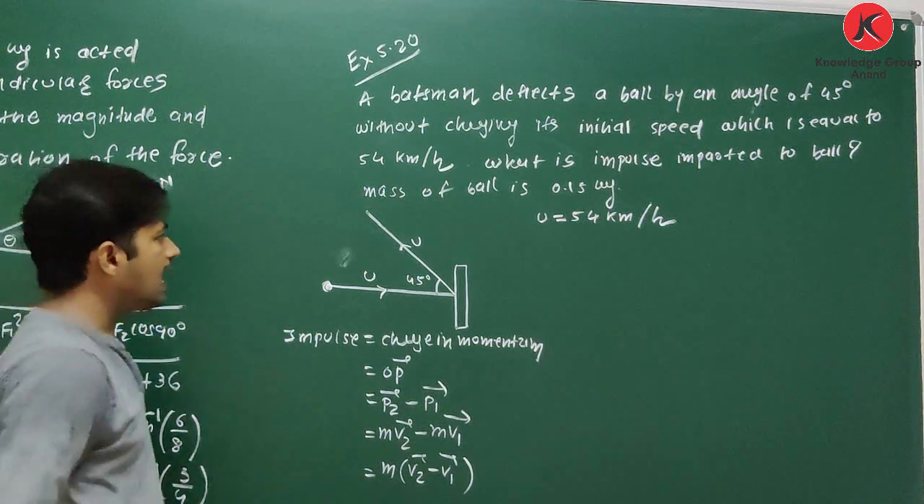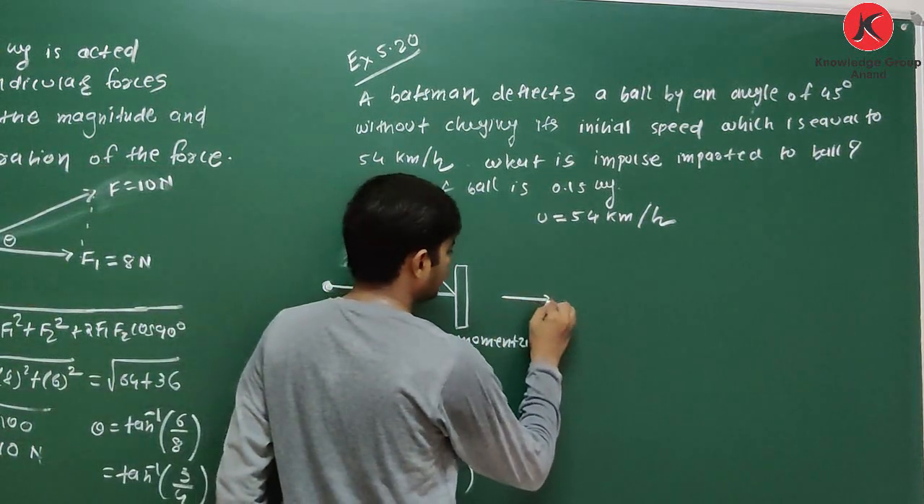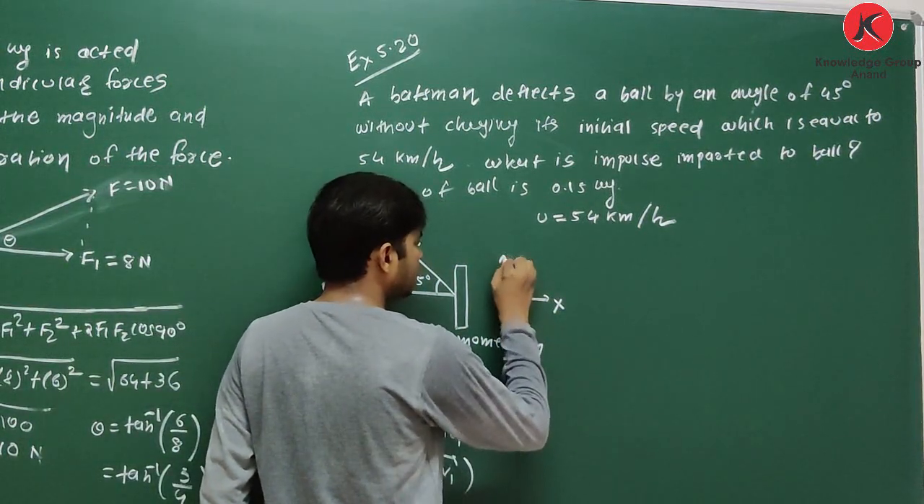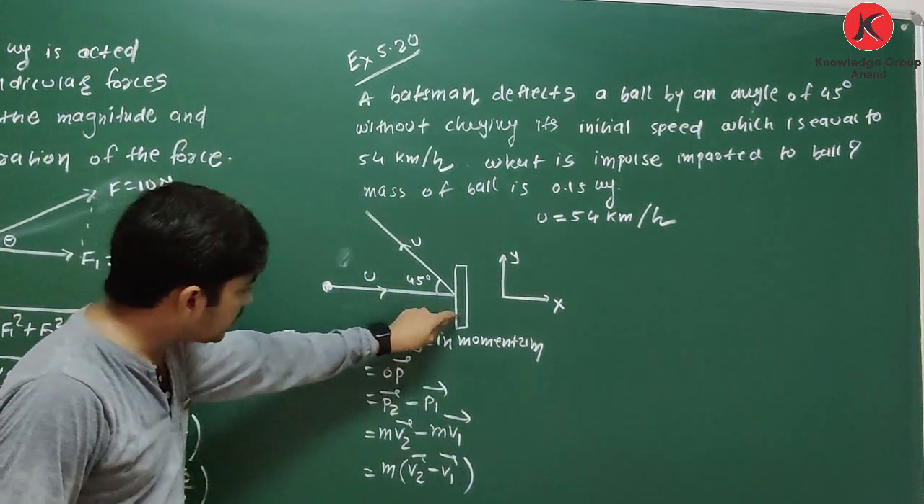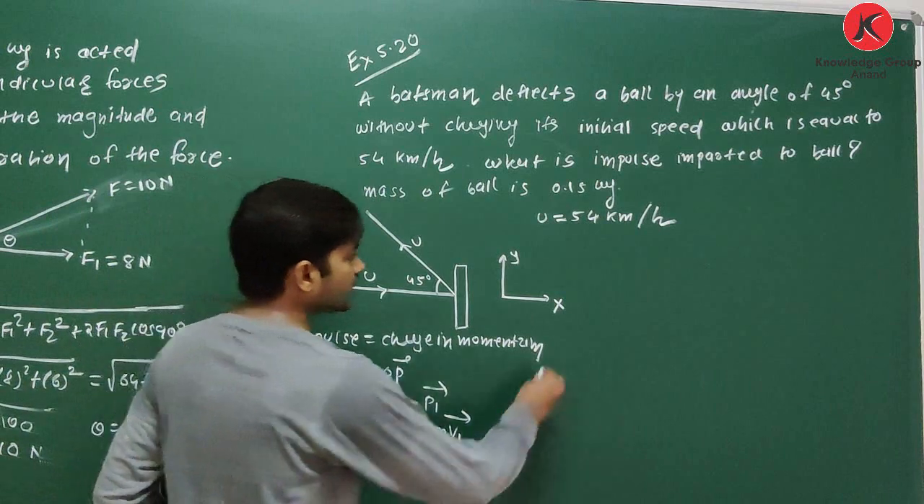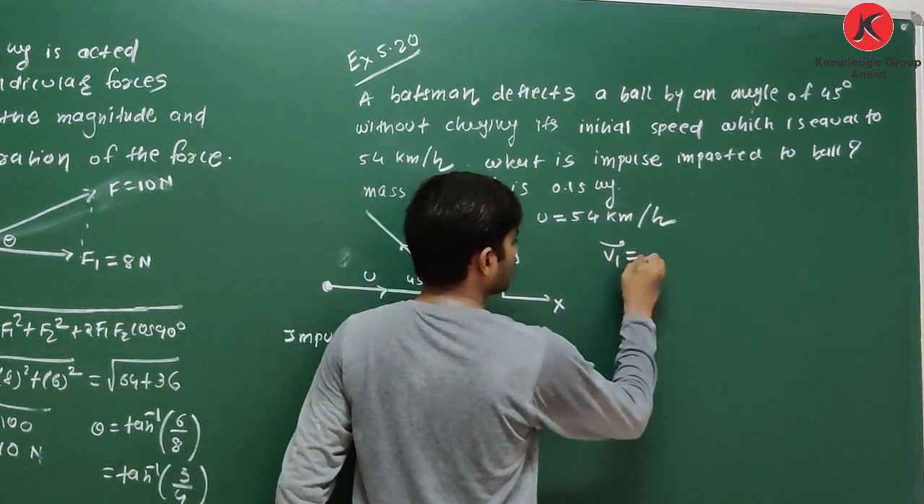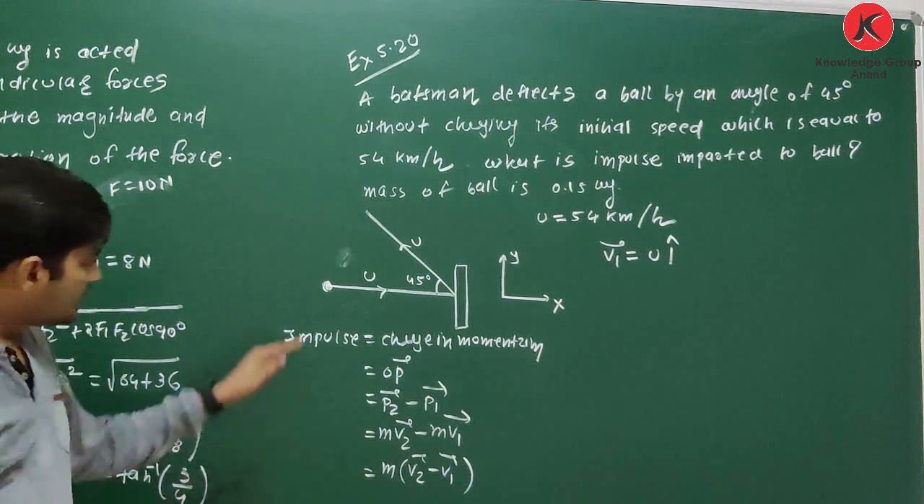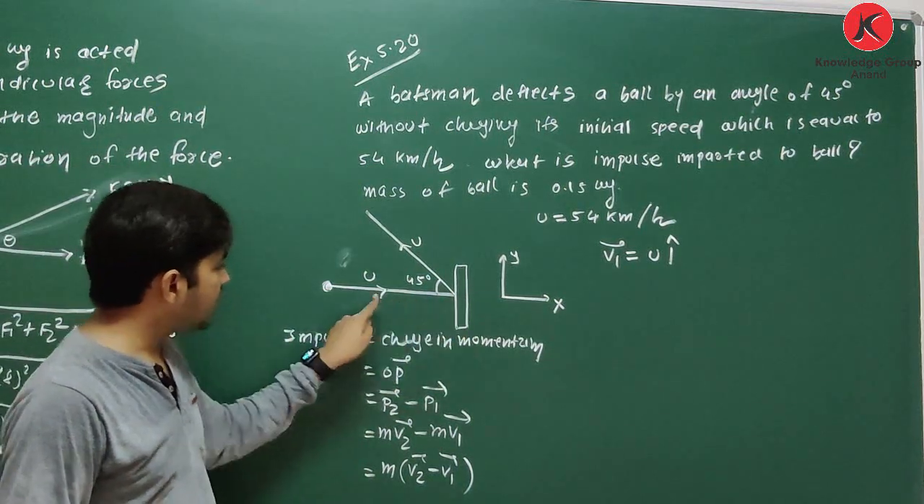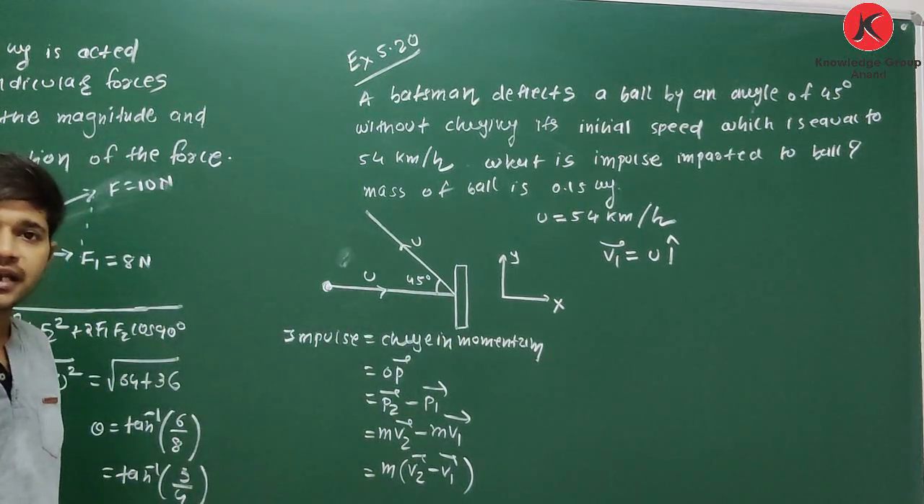Here I am assuming this direction is x and this direction is y. Initially the ball is moving in this direction. Then how do we write the initial velocity? v1 is equal to u i cap. Any doubt? Initially it is moving in the direction of x, so I can write u i cap.